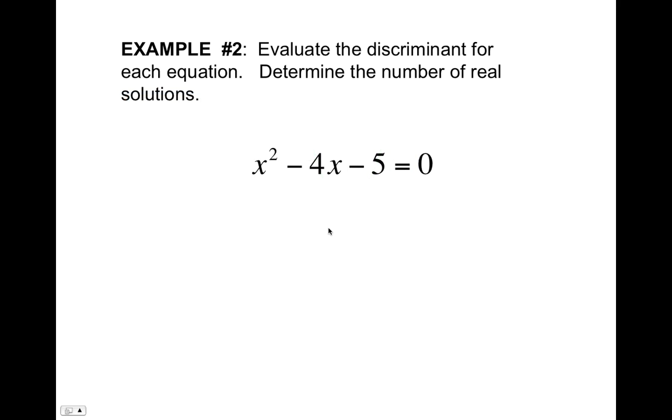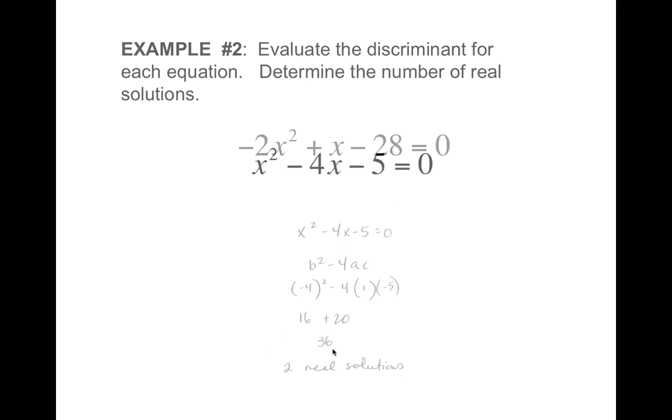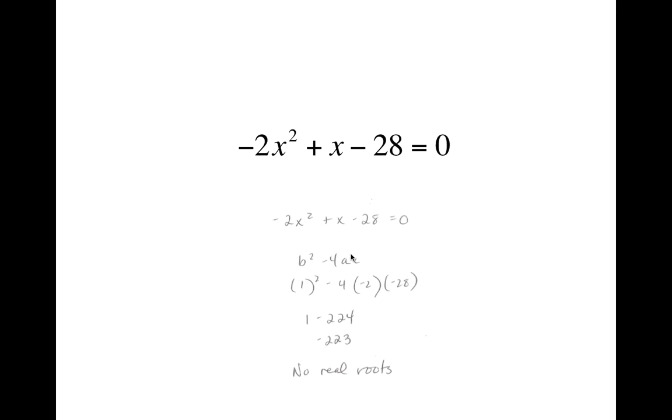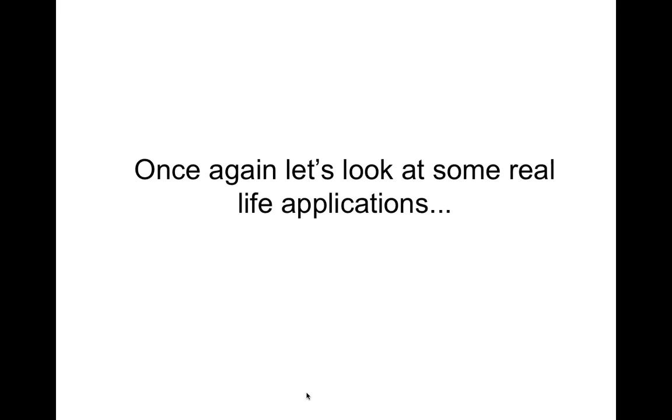Okay, so use the following equation and see if you can evaluate the discriminant for it. So all we do is take out b squared minus 4ac, and we take the numbers out, and we get a number like 36. Well, if I had 36 under there, I could add it and subtract it, so it would have 2 real solutions. Here's another one. Once again, when I take out the a, the b, and the c, and I calculate the discriminant, I get a negative number, which means it would be a negative under a square root, so it's not going to have any real roots.